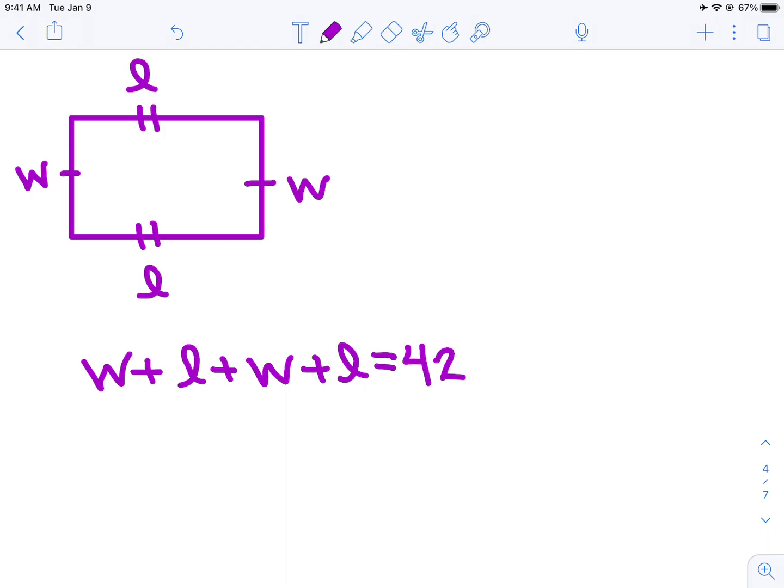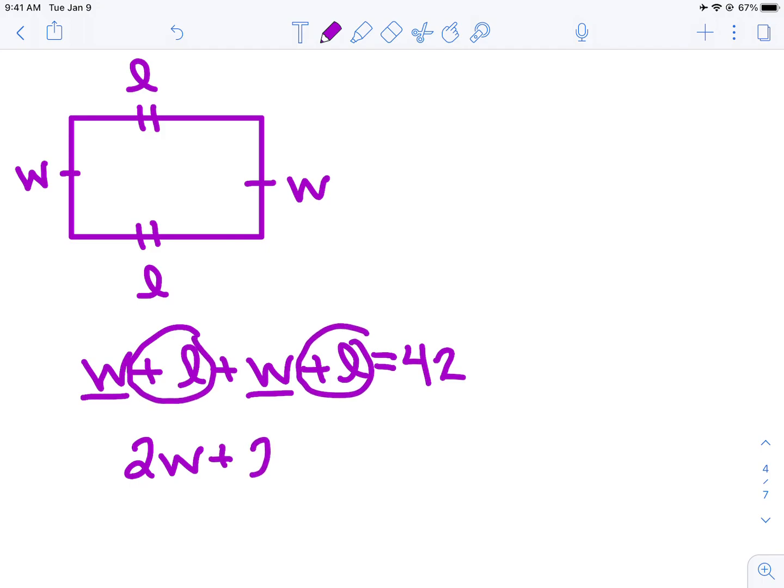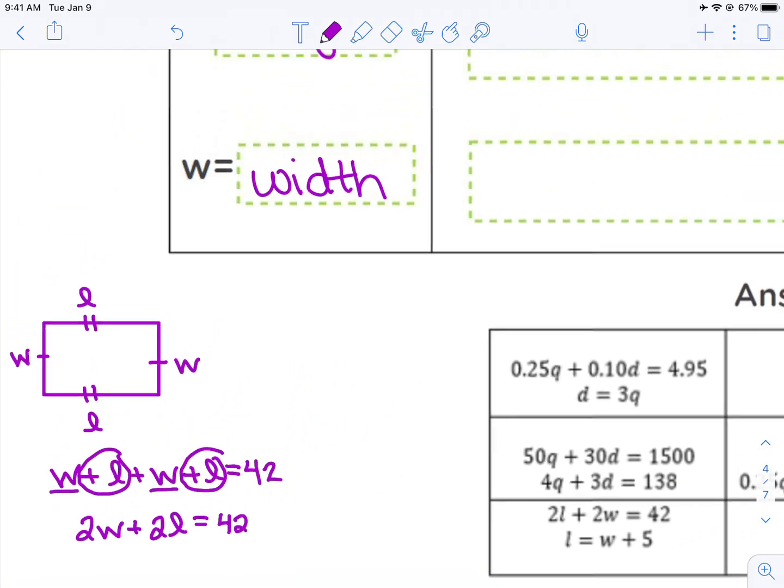But we need to clean this up a little bit. If I look, I have like terms. I have 1W plus 1W, which gives me 2W. I have 1L plus 1L, that gives me 2L. And now it's equal to 42, which it was before. But now that it's condensed, that can be the equation that I use for my systems. So this is going to be our first equation.